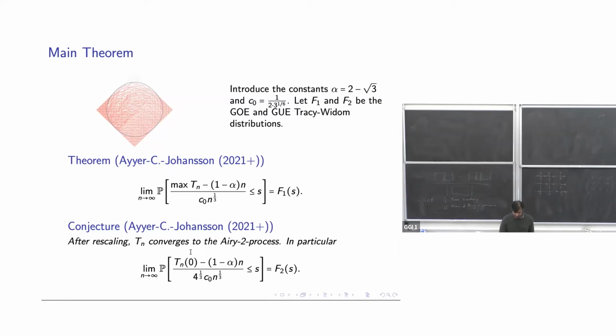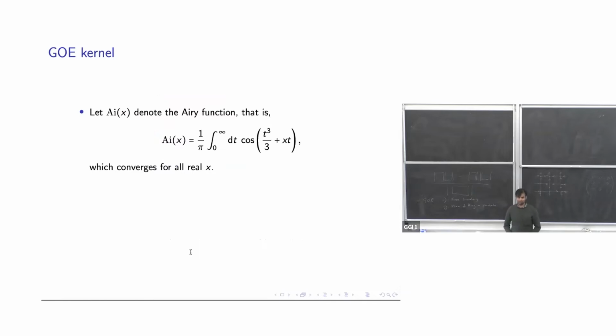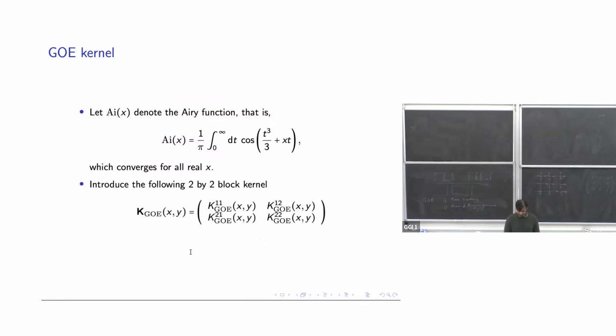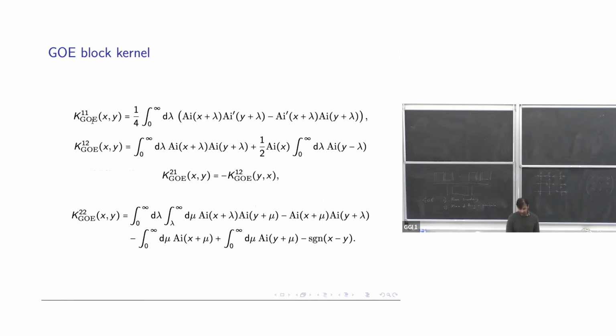Okay, so let me say a few words about the proof. Before I tell you about the proof, I have to tell you that although I described the GUE and the GOE distributions in terms of Brownian motions, there are really formulas involved in this. So I should tell you what the formulas are. Ai is just the Airy function. And we're going to introduce this 2x2 block kernel. So K_GOE is just 2x2 blocks, and then I've got formulas for K11, K12, K22. These are just expressed in terms of Airy functions, so you can take them as something involving products of Airy functions.